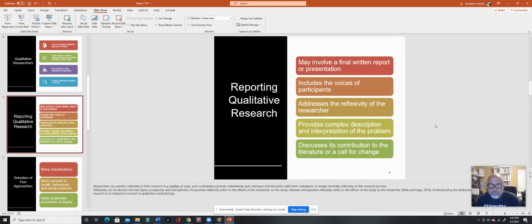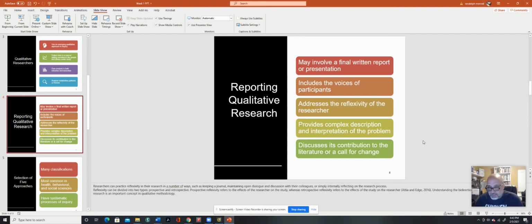Reporting qualitative research provides a complex description and interpretation of a problem. So again, it's not numbers. It's not saying causation or correlation. Those are terms for quantitative research. It's about providing information on sometimes a very complex problem. That's not just a numbers-driven thing.